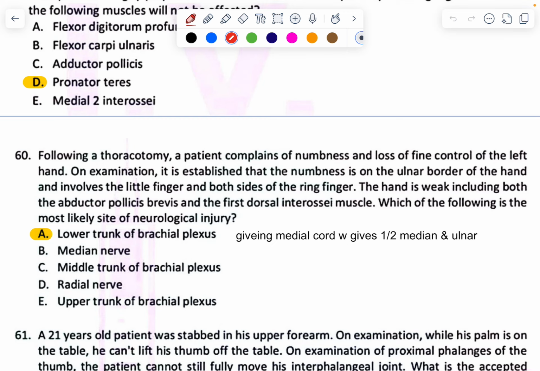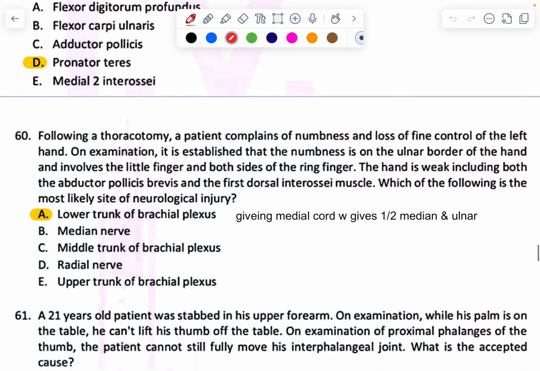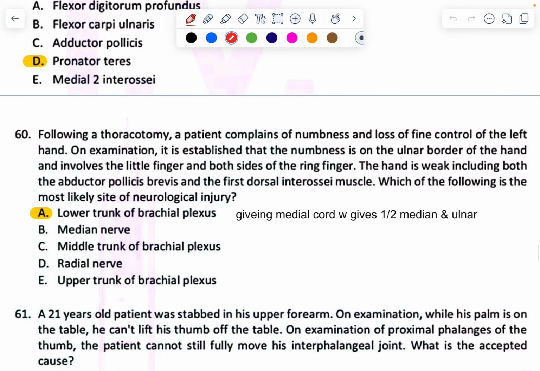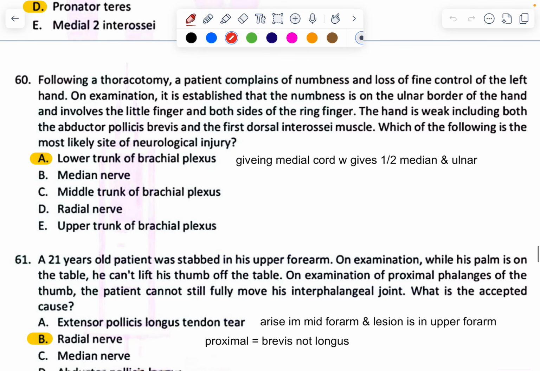A 21-year-old patient was stabbed in the upper forearm. On examination, while his palm is on the table, he can't lift the thumb off the table. On examination of the proximal phalanx of the thumb, patient still cannot fully move the interphalangeal joint. What is the expected cause? So he cannot move the interphalangeal joint. So OK sign is lost because of anterior interosseous nerve, a branch of radial.